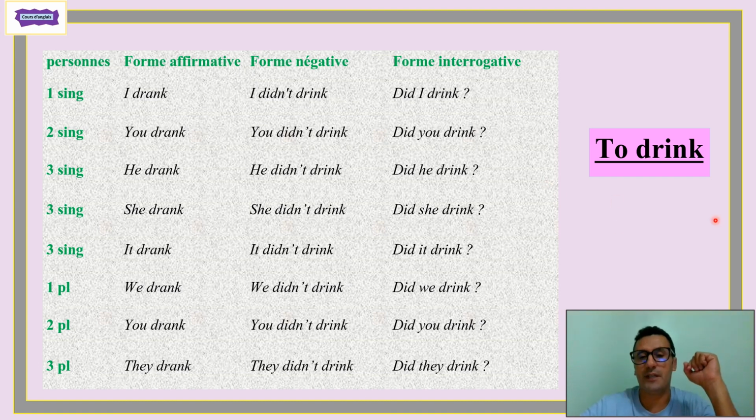Un autre exemple, c'est to drink. To drink, qui veut dire boire. I drank. La forme affirmative, c'est I drank. You drank. He drank. She drank. It drank. We drank. You drank. They drank. La forme négative.